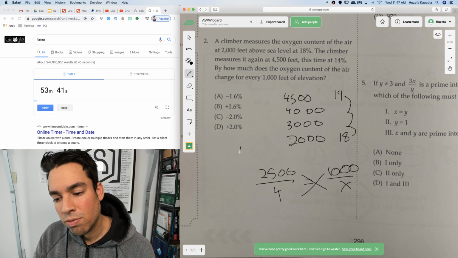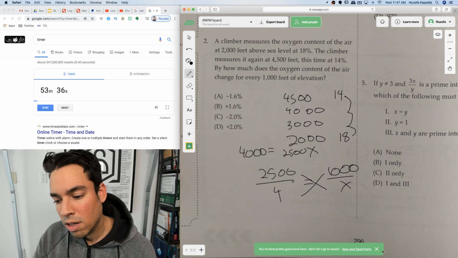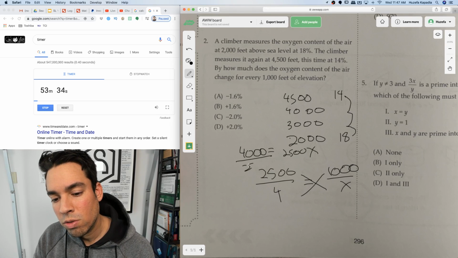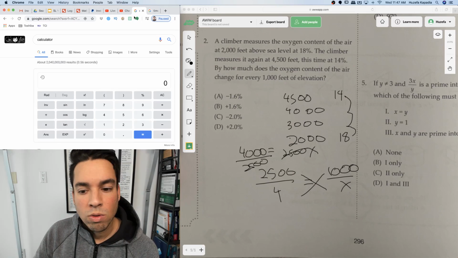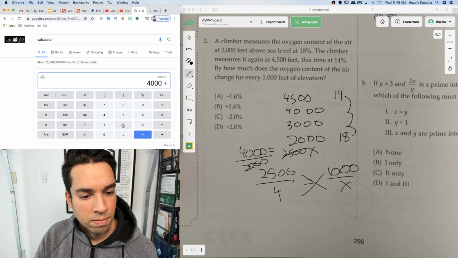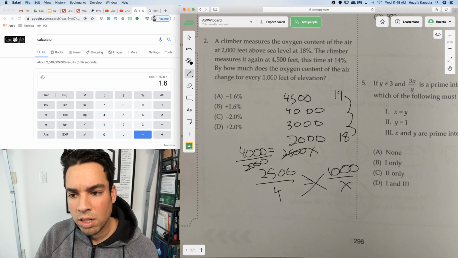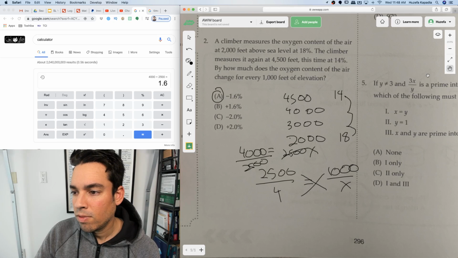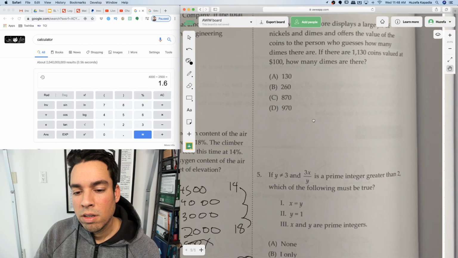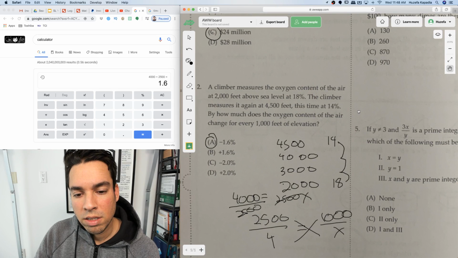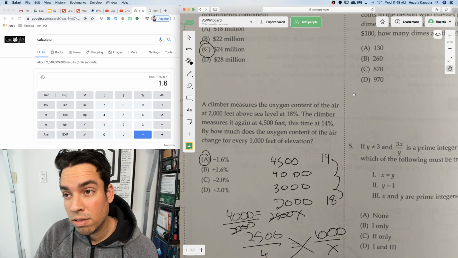That's 4,000 equals 2,500 X. And then we divide 4,000 by 2,500, which is 1.6. How much does the oxygen content of the air change for every 1,000 feet of elevation? So every 1,000 feet it goes up, we're dropping by 1.6, right? Because it's going down. It's actually a little unclear, to be honest. I think that's right, actually, but it's slightly vague.